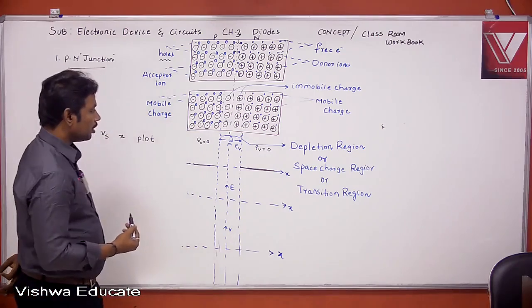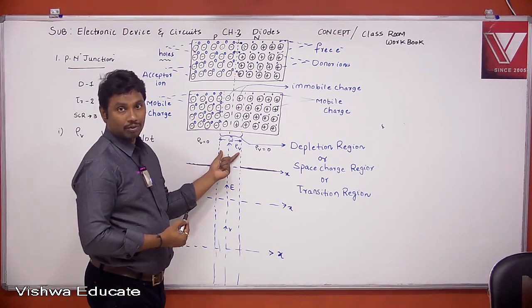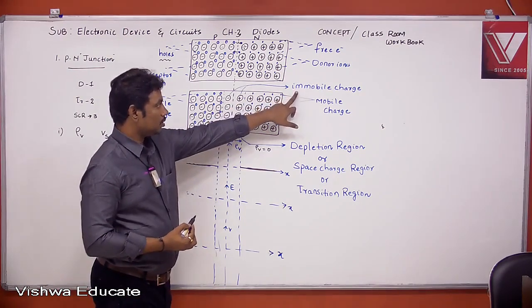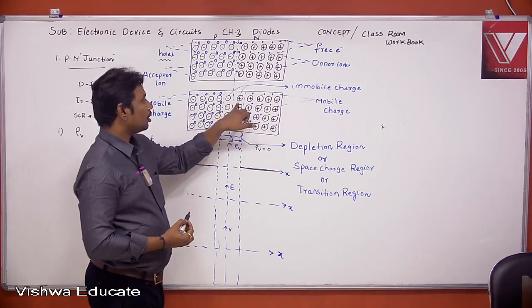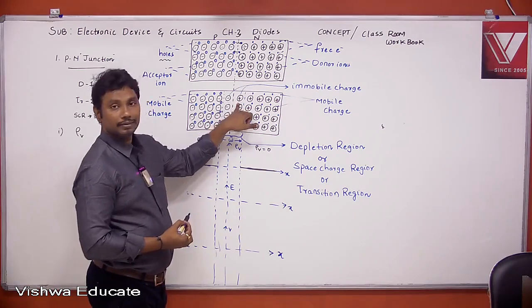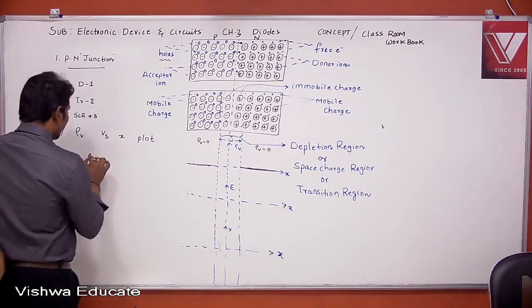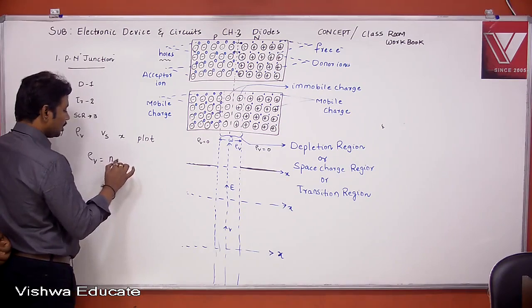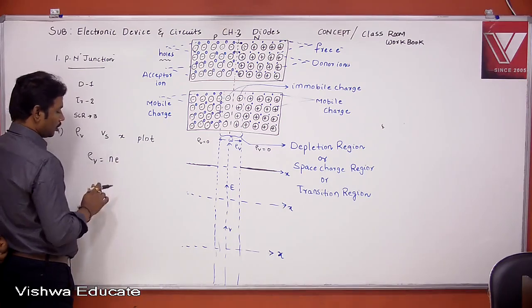Within a depletion region, what about the charge density? Actually, the charge density is non-zero. Why is it non-zero? Due to immobile charge carriers, that is acceptor ion on P side and donor ion on N side. How to calculate that charge density? We know the mathematical expression of charge density, rho v equal to N e, where N is the carrier concentration and e is the charge of electron.